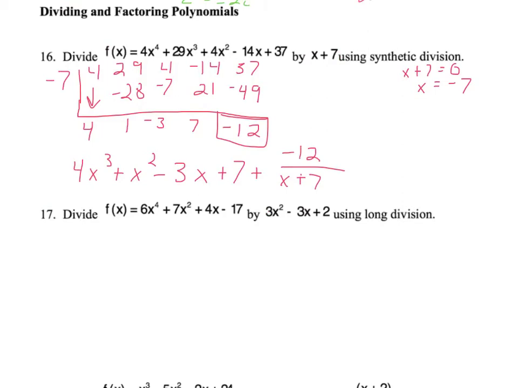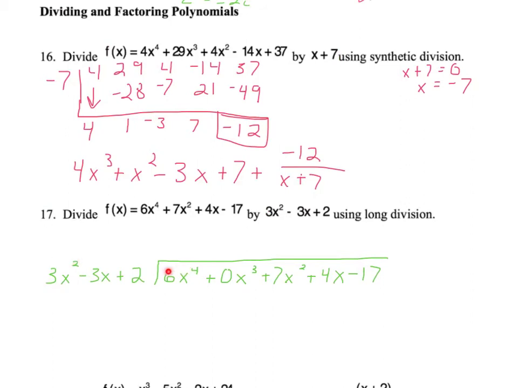For number 17, for long division, I'm first going to write 3x squared minus 3x plus 2 on the outside of my division box. And on the inside, I'm going to write 6x to the 4th. And since I'm missing an x cubed, I'm going to write plus 0x cubed plus 7x squared plus 4x minus 17. And the first thing I do is I say, what do I have to multiply 3x squared by to get 6x to the 4th? And that would be a 2x squared.